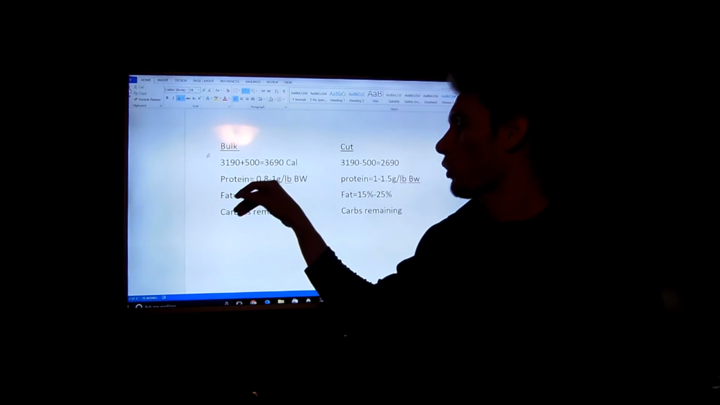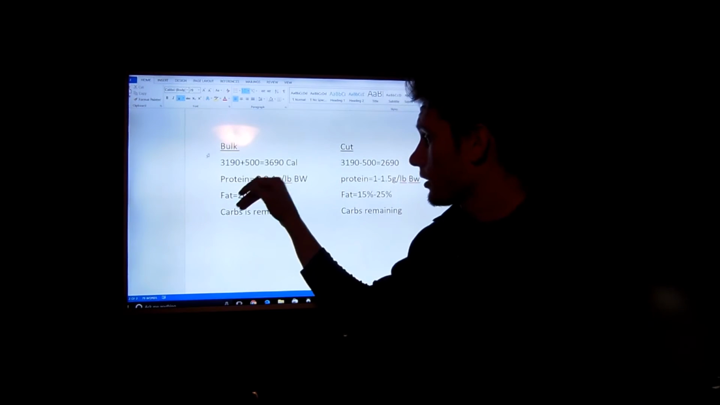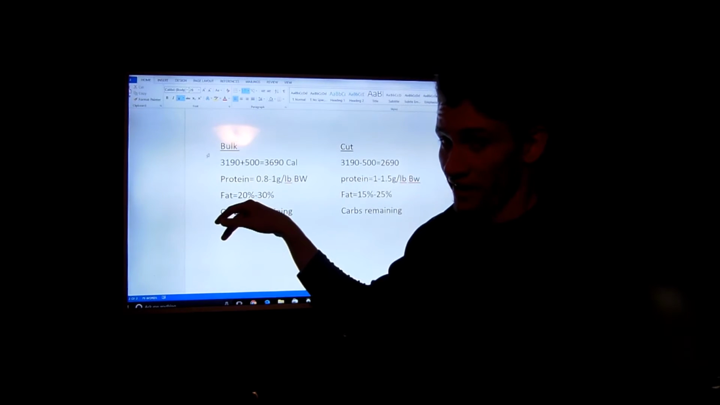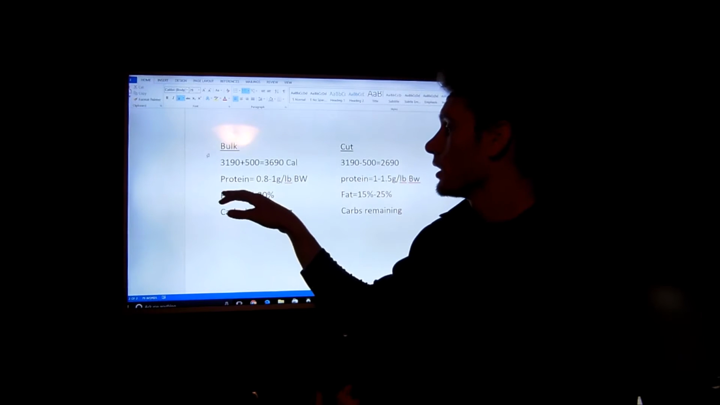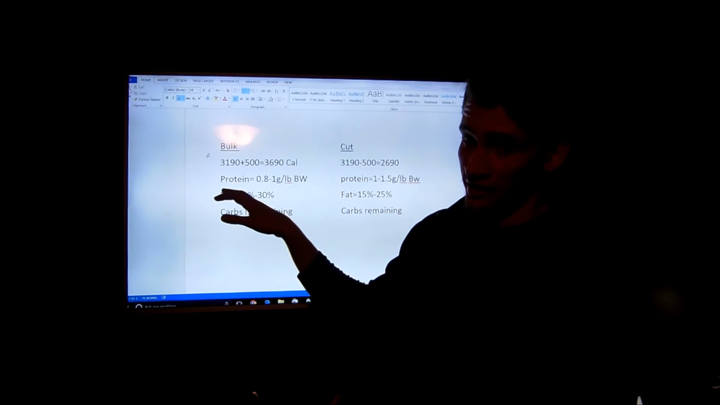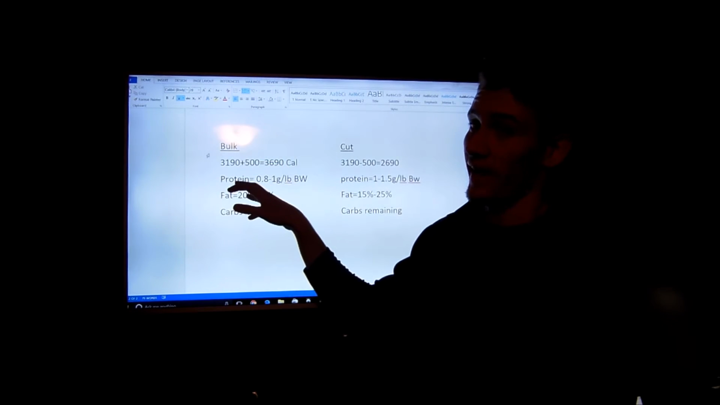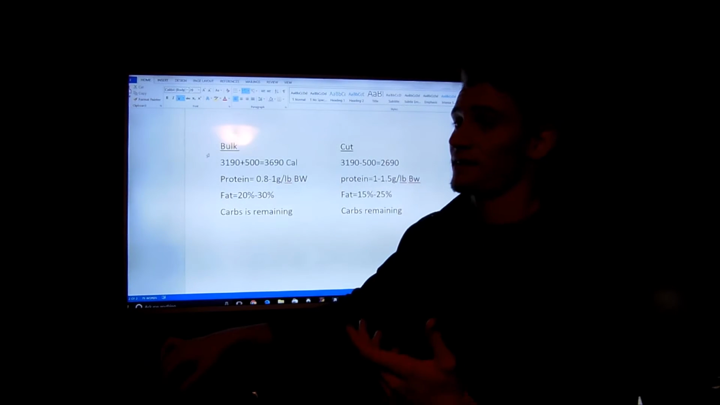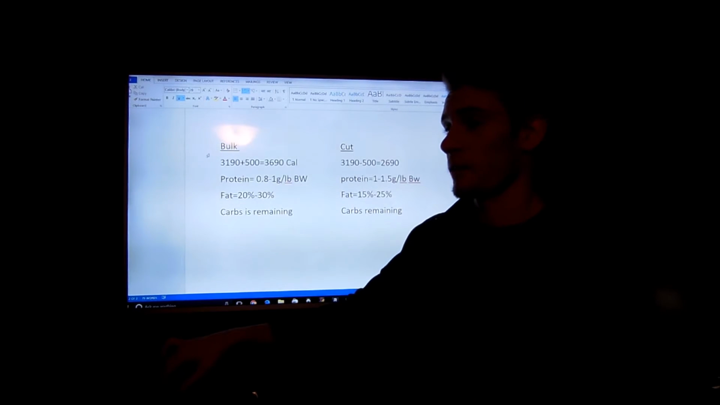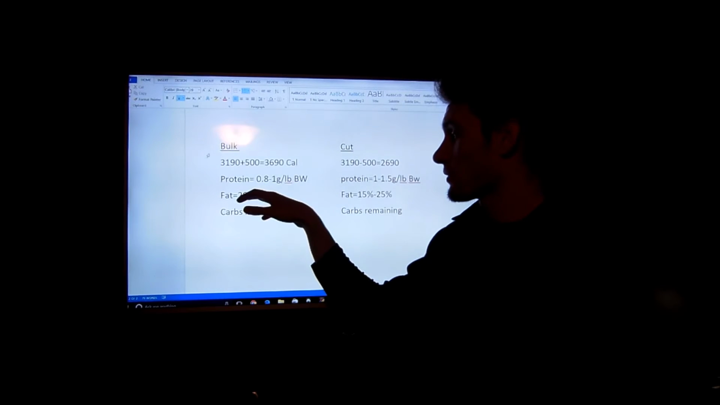Then for the fat, you want to go 20 to 30% of the calories that you take in. So out of that number right there, 20 to 30% is going to be your fat. To find the actual grams, let's say I'm doing 25% fat. So 0.25 times that number will give you the amount of calories of fat, and then you're going to divide that by 9, because fat is 9 calories per gram, protein's 4 calories per gram, and carbs are 4 calories per gram.